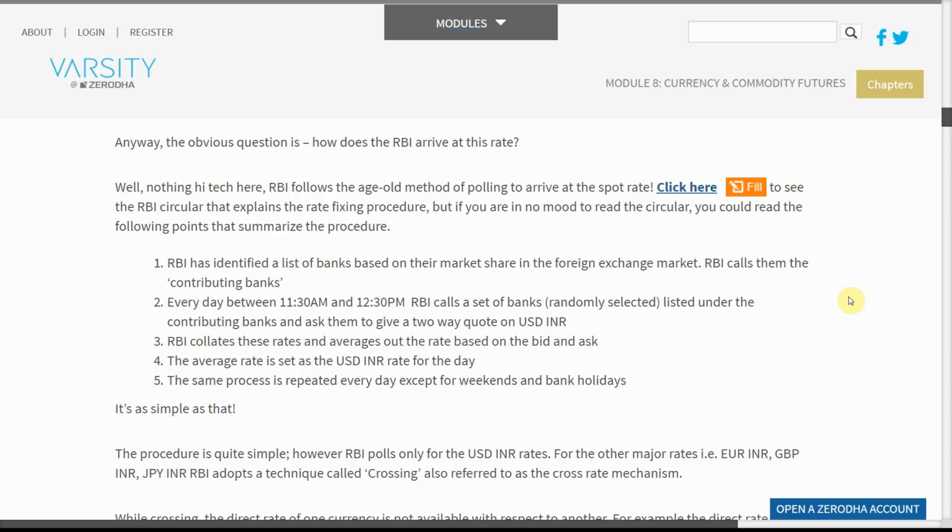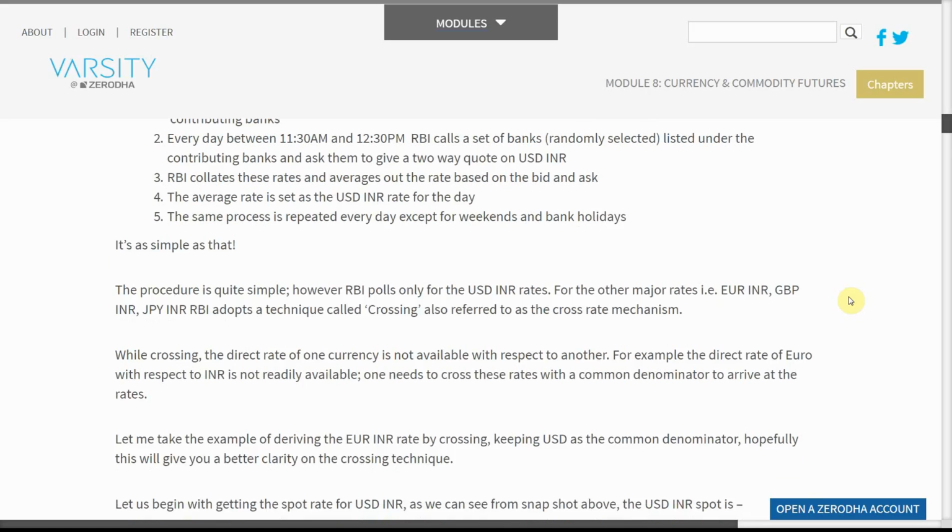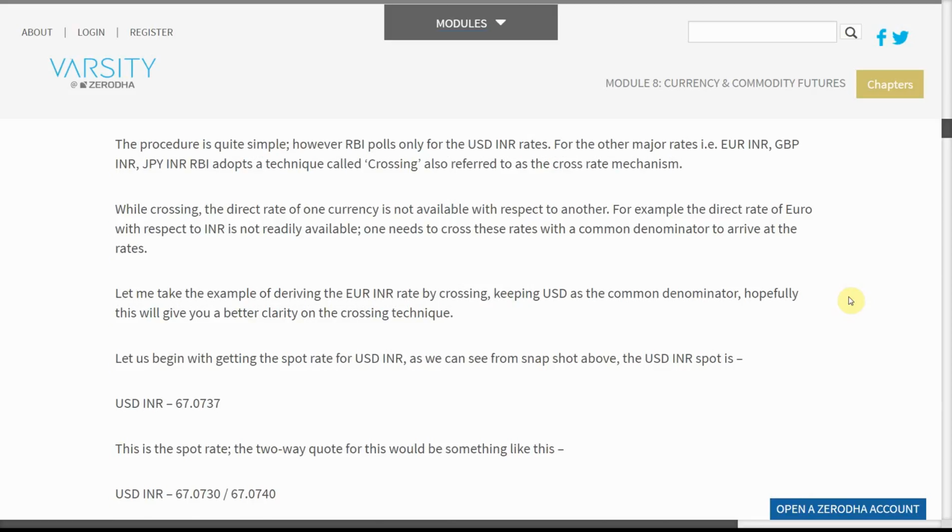RBI collates these rates and averages out the rate based on the bid and ask. The average rate is set as the USD/INR rate for the day. The same process is repeated every day except for weekends and bank holidays. It's as simple as that. The procedure is quite simple.